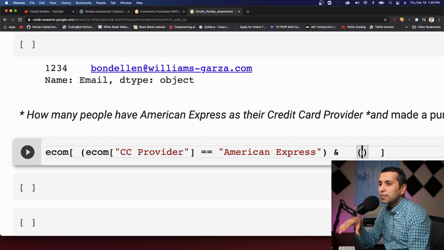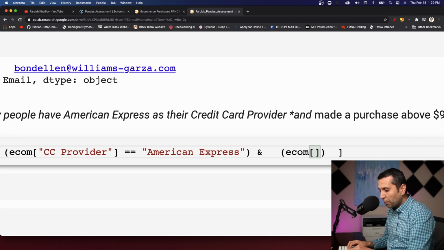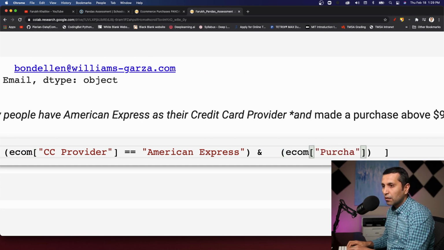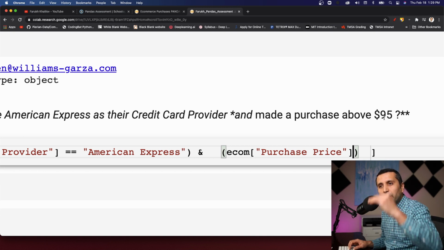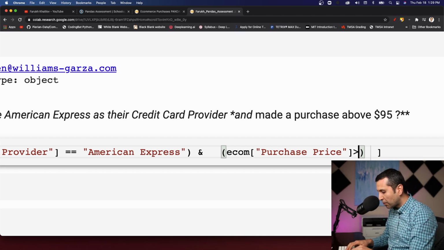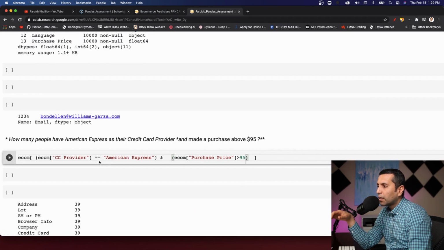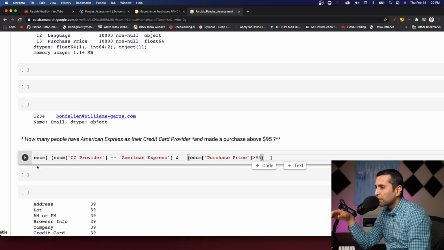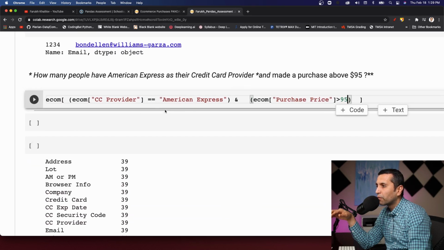And what about the second condition? From ecom, I want to get the purchase price, and the question says above 95. It's not 95 and more; whatever is more than 95, so I put it that way. I compare the purchase price, which is greater than 95. Did you understand what I did here? It looks like a little bit long scripting, but I hope you are aware of what I'm doing. That is my provider.